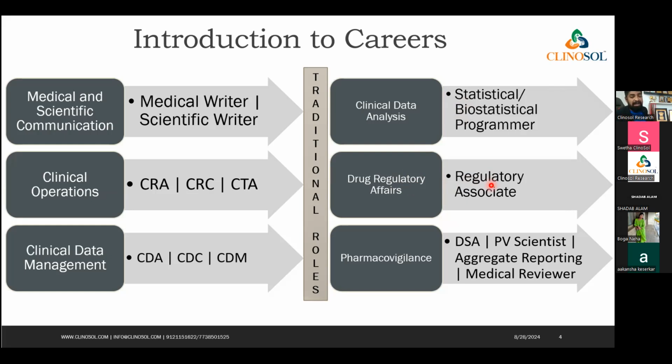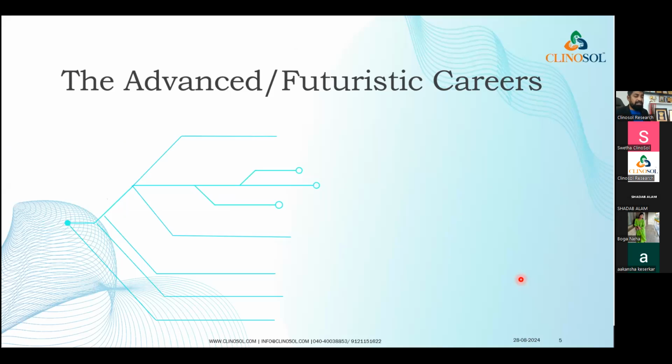And there is one parallel team which works along with all these teams, that is your pharmacovigilance, wherein you can work on DSCs and PV scientists and aggregate reporting and medical review. So now these are the different teams you have, these are the different roles you have, and these are the different opportunities you have, including operations and medical writing and data management and pharmacovigilance and data analysis, and also your regulatory affairs.